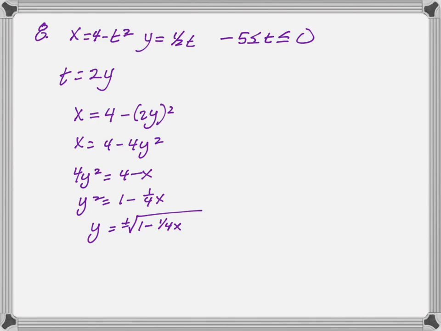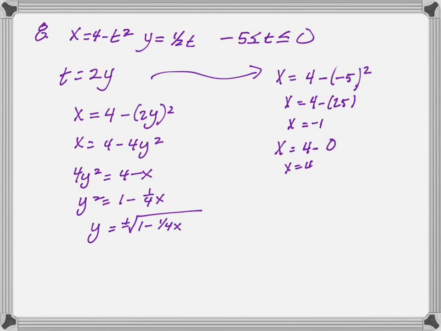Now we have to do the restrictions. So we had t equals 2y. So we look at this x, and for t, we're going to put in negative 5 first and then 0 to get our new restrictions.